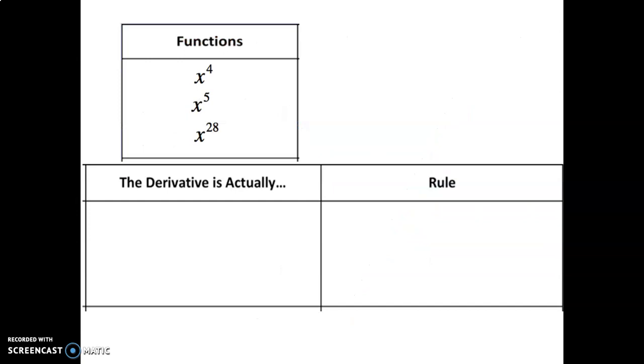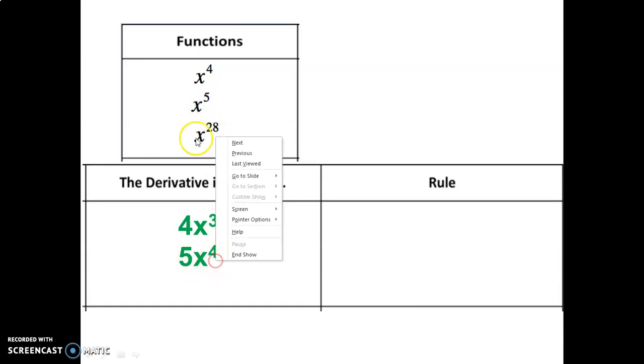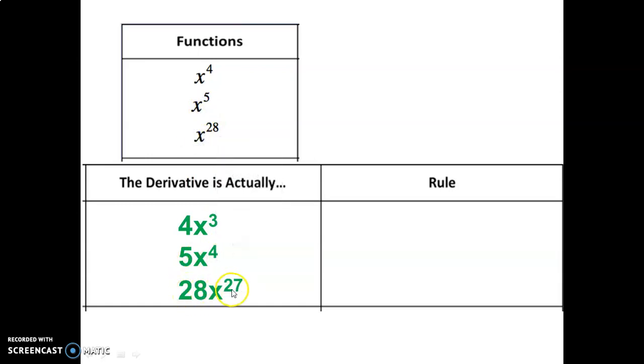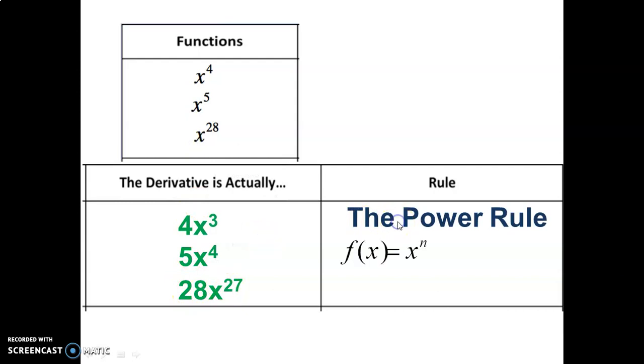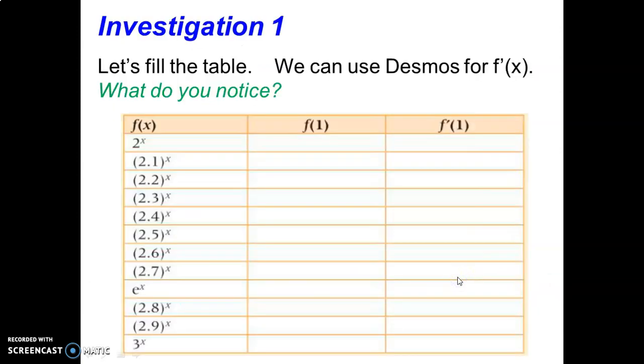Okay, we learned some basic rules of derivatives. One of them was called the power rule. It looks like this. When we have a function like this, the derivative is this. You drop the 4 and then reduce the exponent by 1. Derivative of this, drop the 5, reduce by 1. And then the last one here, drop the 28, reduce by 1. That was called the power rule. It was our basic starter rule for derivatives. We're going to use that and some other rules now when looking at these graphs.